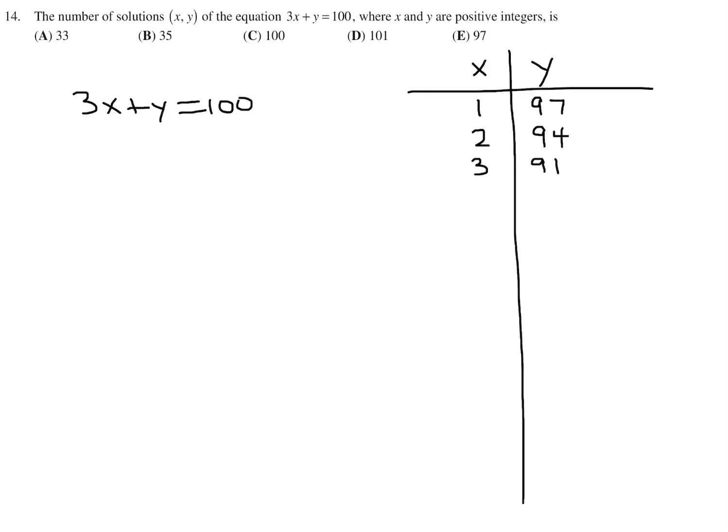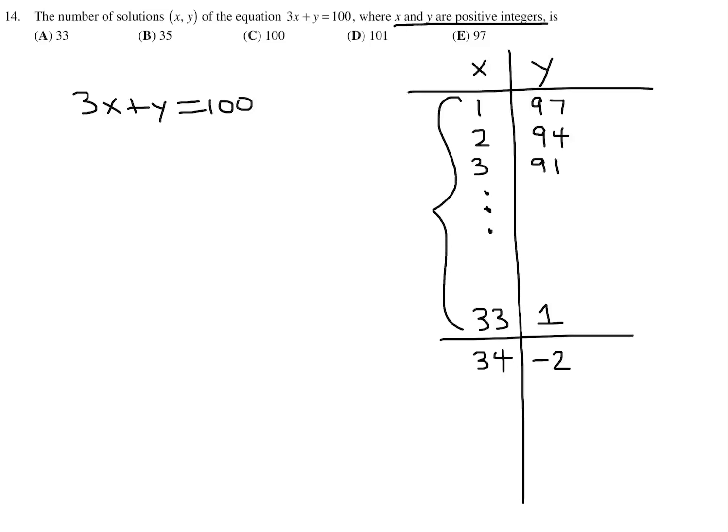So when x is, let's see, we're probably going to get to about 33 if you just keep doing this. If you get to 33 for x, y would be equal to 1. And then at this point, if you start plugging in more numbers like x is equal to 34, y would be negative 2. And they've told us that x and y are positive. So the number of solutions, x, y, are basically those ones listed, and there's 33 of those. So the answer is A.